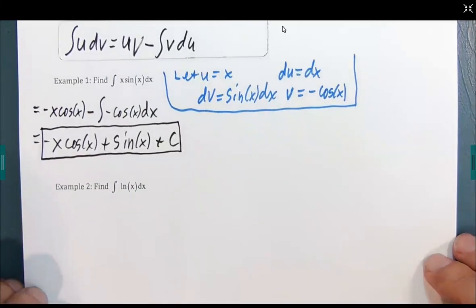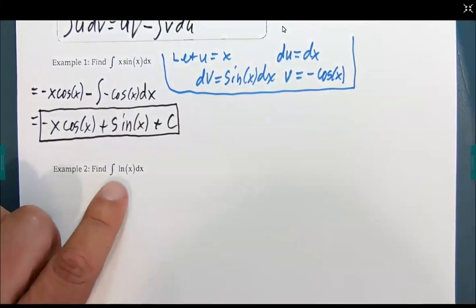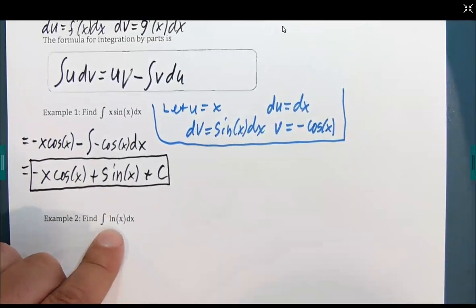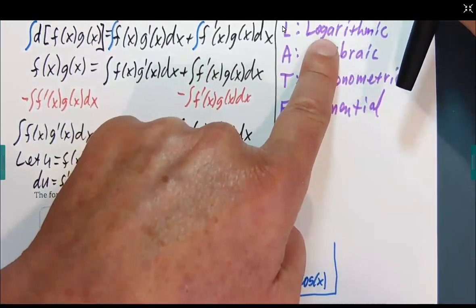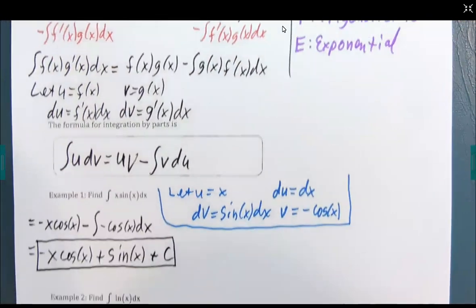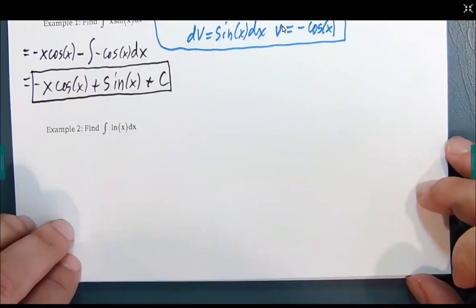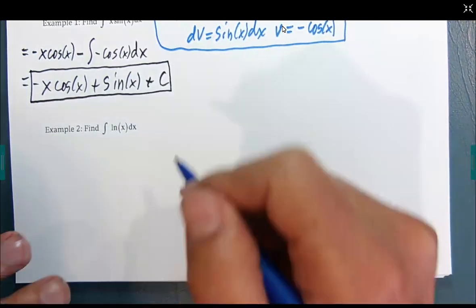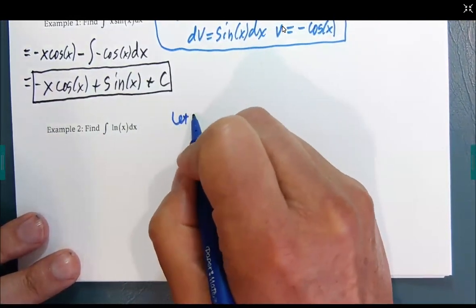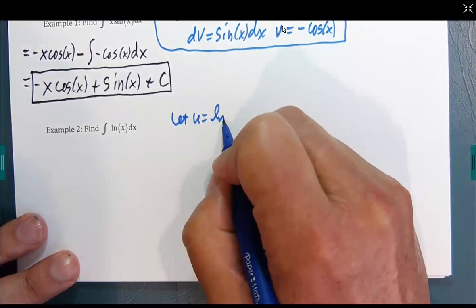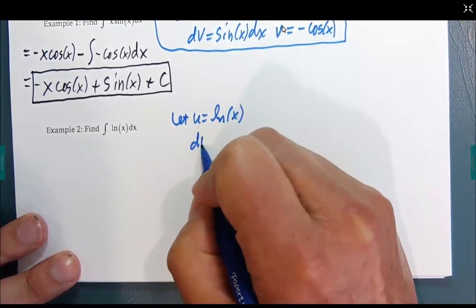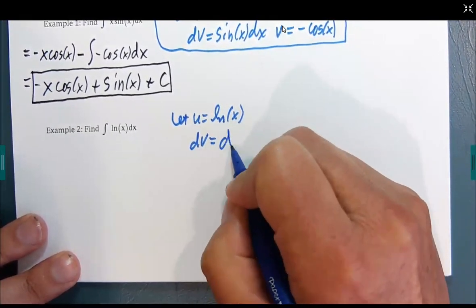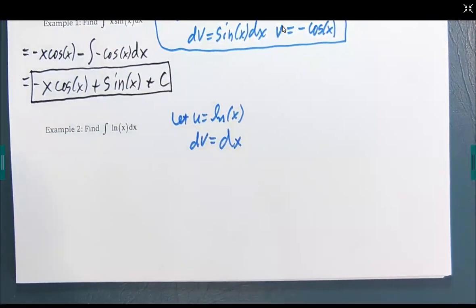All right, let's do another example. Now you'll notice in this one, I have a logarithm. And that one is definitely going to be u. Now you'll notice it's the only function here, so that might be a little confusing. What about the dv? Well, that actually is not a problem. Let u equal natural log of x. dv is going to be dx. And we'll have a couple of examples that work that way.